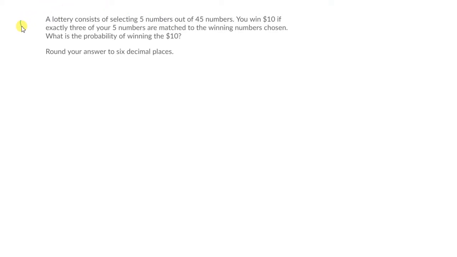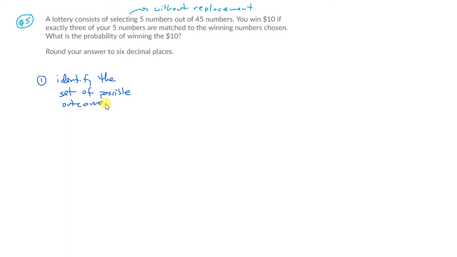Okay, so here is problem number 5. And again, we're going to make the assumption that when we select 5 numbers out of 45 numbers, the selection is done without replacement. Typically on these sorts of problems, you want to identify the set of outcomes that we're going to be working with. So we want to figure out the structure of the set of possible outcomes. What does the set of possible outcomes look like? What's a typical outcome going to look like?